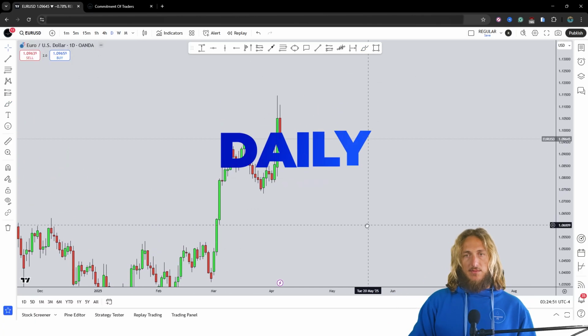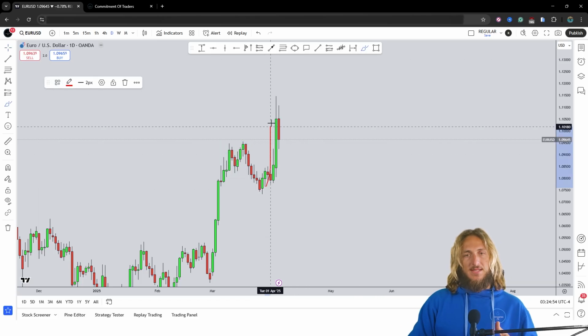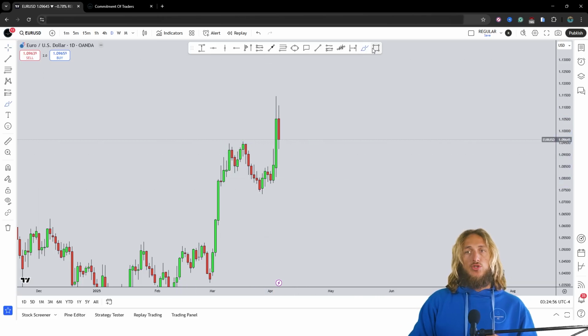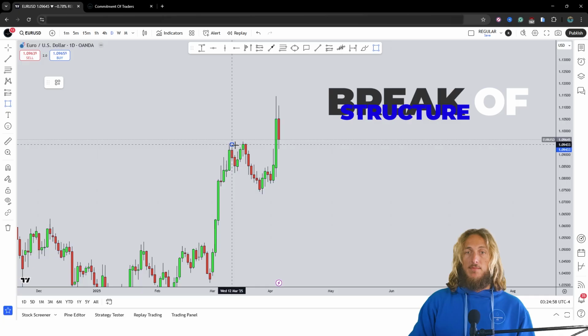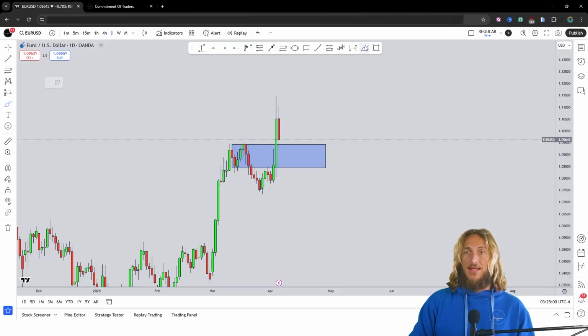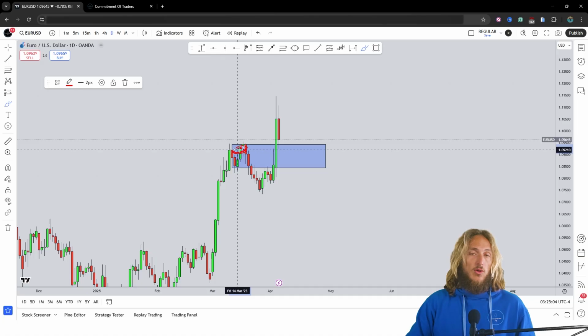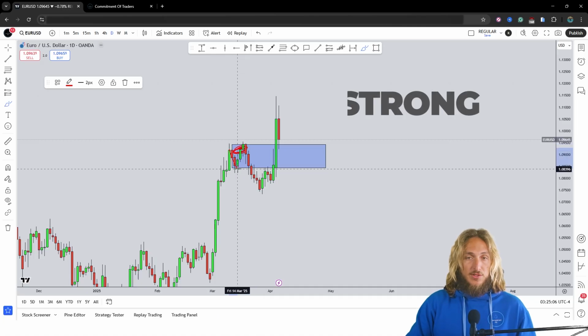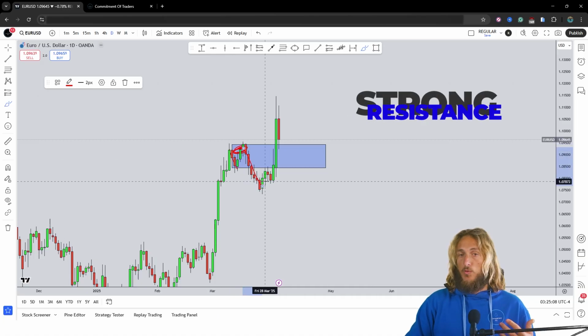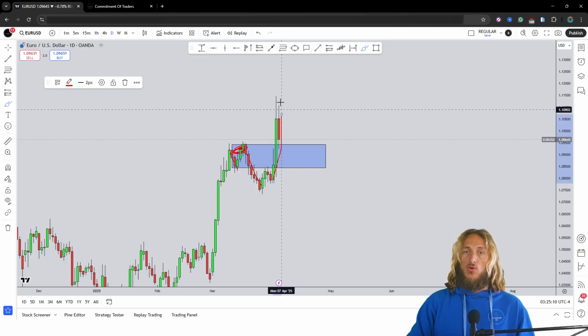From a daily perspective, what we can notice is that we just got a massive impulse to the upside, which broke out away from the previous resistance that we had at this level. This was the level from which all of these two previous rejections to the downside were created. Now the market broke above the zone.